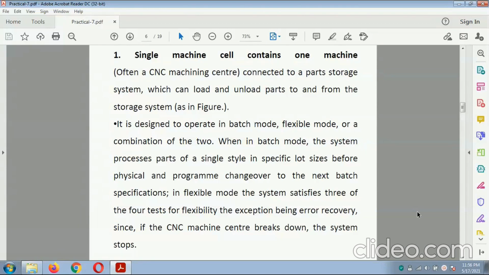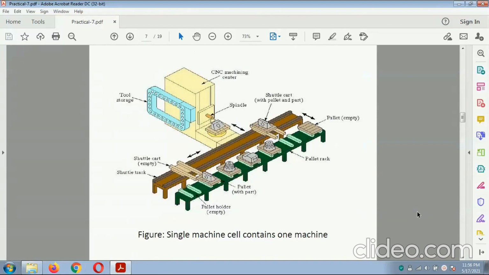In flexible mode, the system satisfies three or four tests for flexibility. The exception is error recovery, since if the CNC machining center breaks down, the system stops. So this is the diagram in which we can see a single machine cell. In this single machine cell the parts come out, and that part can be transferred to the pallet holder, and the pallet can convey the material with respect to this conveyor.